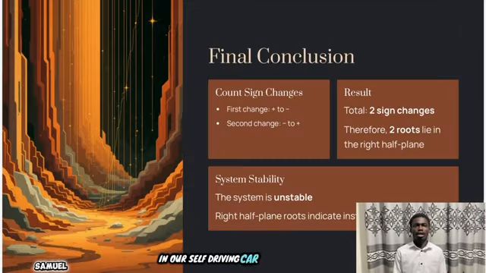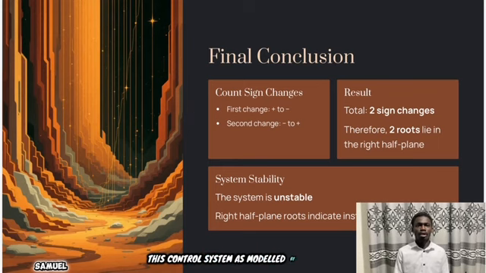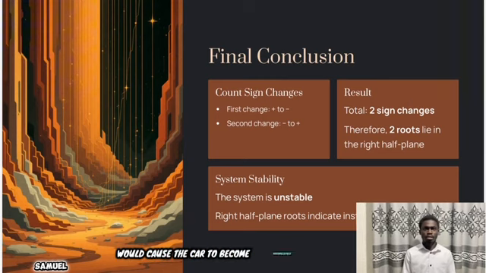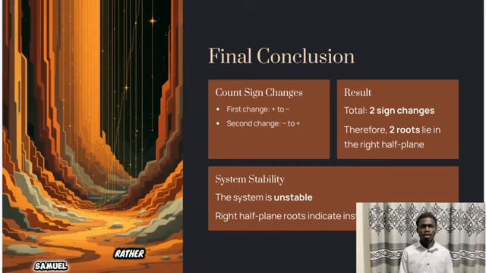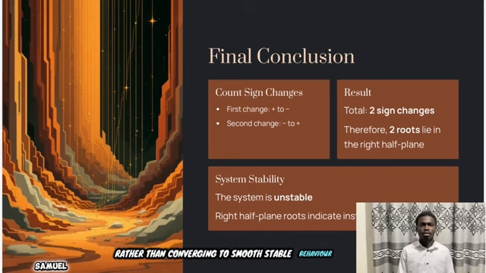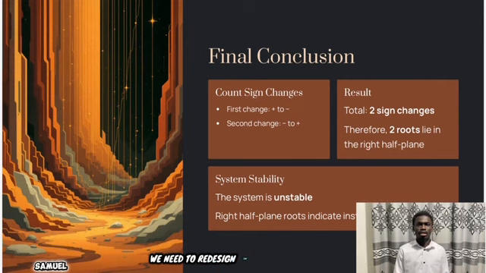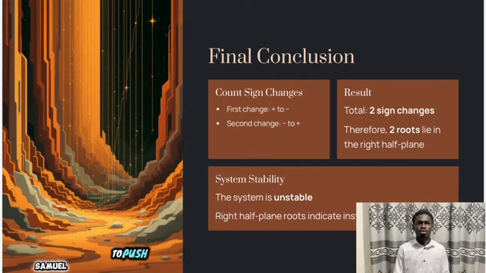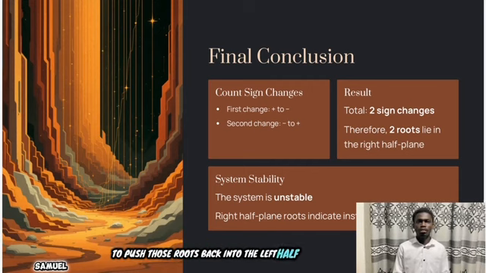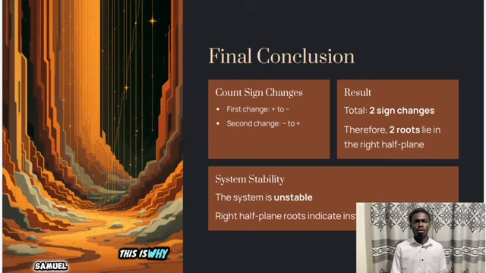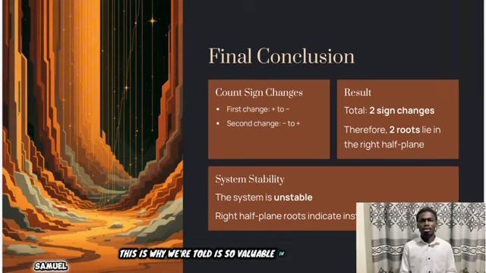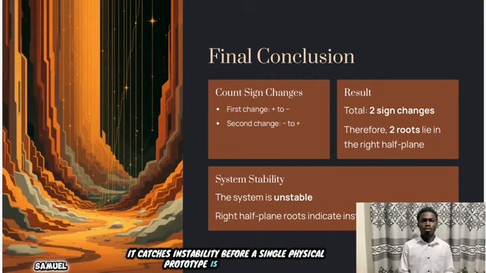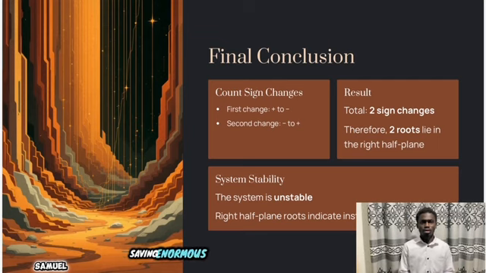In our self-driving car analogy, this control system, as modeled by s cubed plus s plus 2 equals 0, would cause the car to become progressively more erratic over time rather than converging to smooth, stable behavior. Engineers would need to redesign the controller, testing gain values or adding compensators to push those roots back into the left half plane and achieve stability. This is why the Routh-Hurwitz method is so valuable in the design stage. It catches instability before a single physical prototype is ever built, saving enormous time and cost.